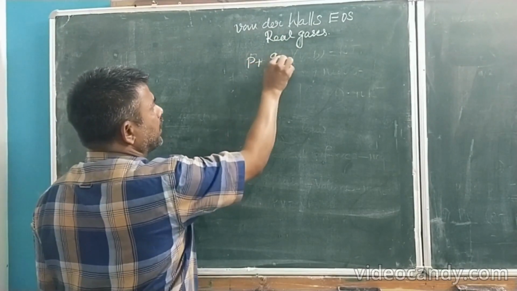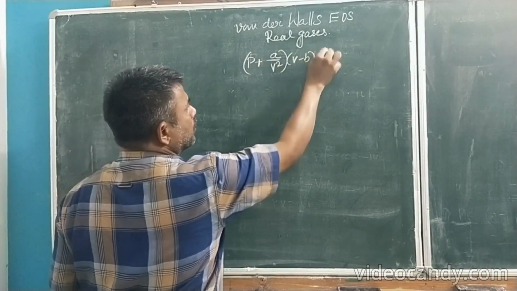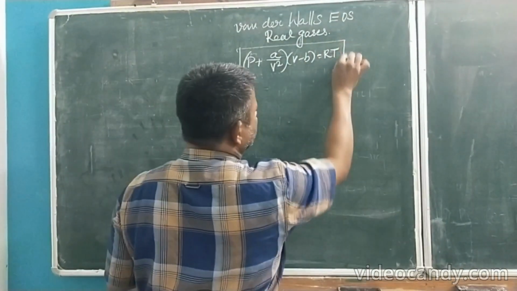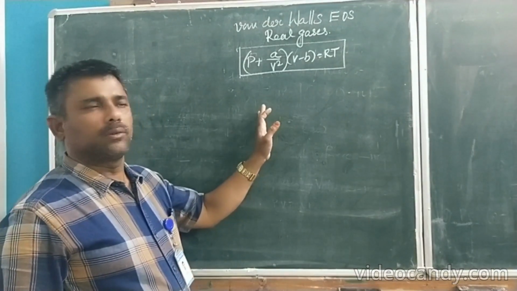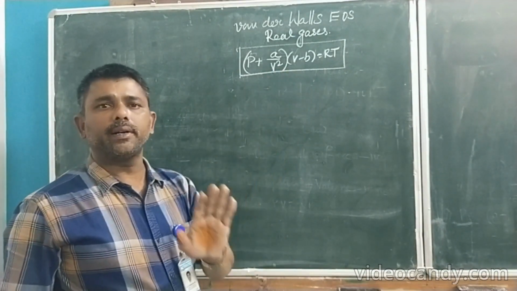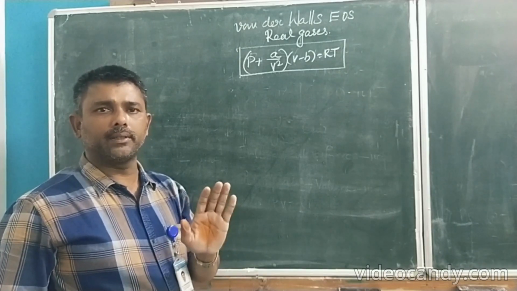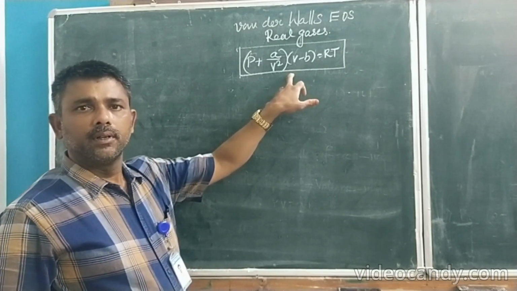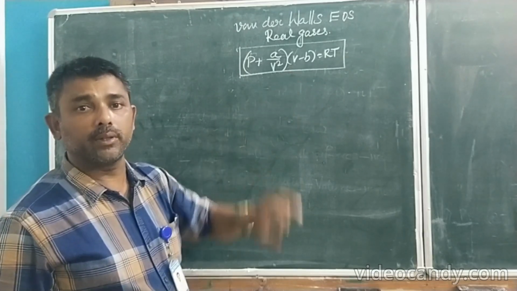(P + a/V²)(V − b) = RT. This is the Van der Waals equation of state for real gases. Though this equation seems very simple, it describes the pressure, volume, temperature (PVT) behavior of a real gas with more accuracy.